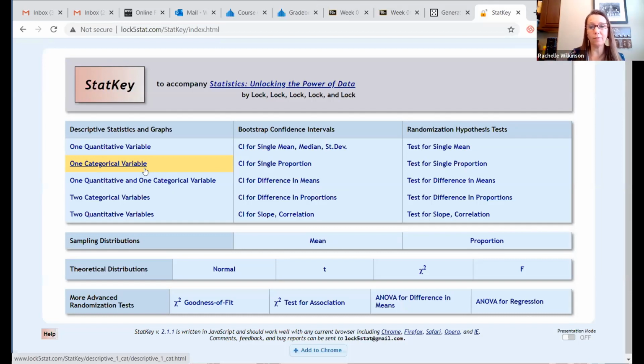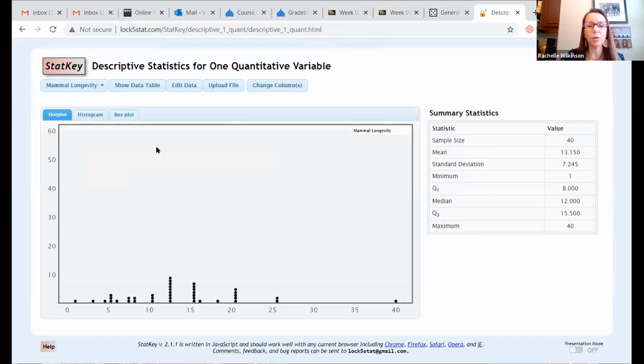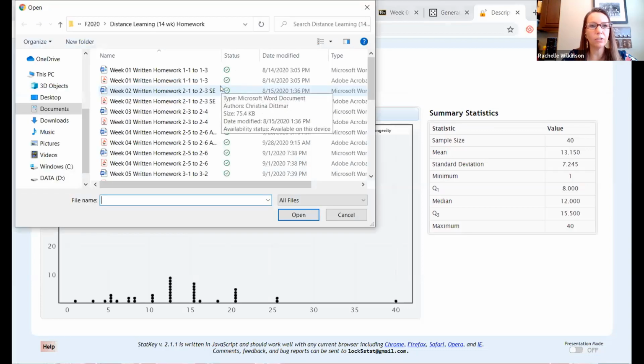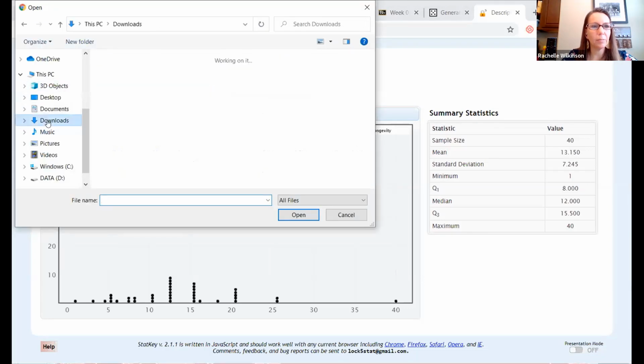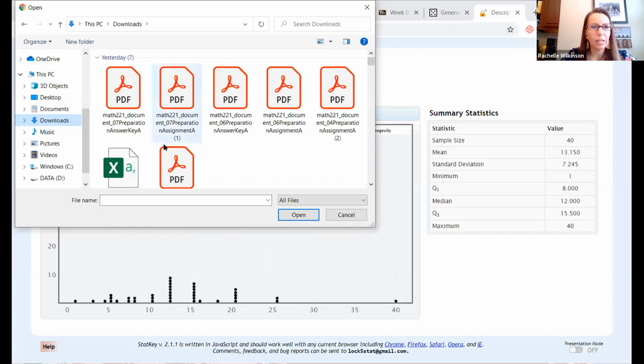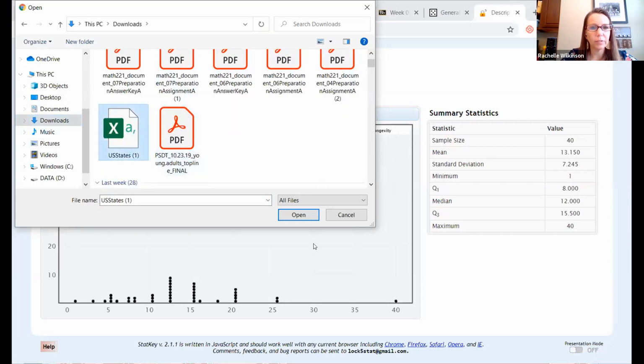So it's a quantitative variable because I have a number from each state, and it would make sense to talk about the average proportion in this case. So I'm going to look under one quantitative variable to first examine the population itself. I'm just going to see what my population looks like first, and then we're going to talk about taking samples from it. So I need to get my data file in here first. I click on upload file, and I have to find it. In mine, it was in my downloads folder. There it is.